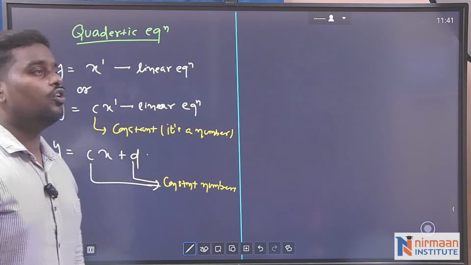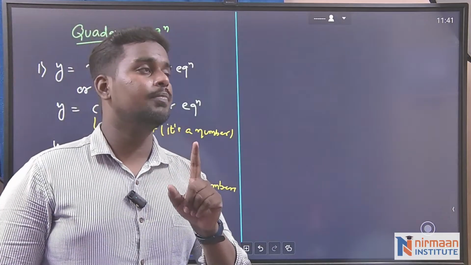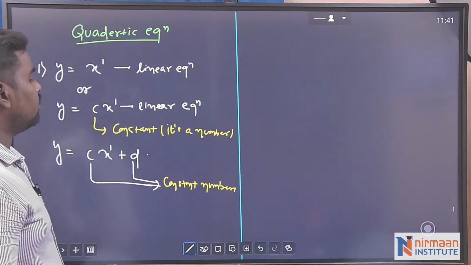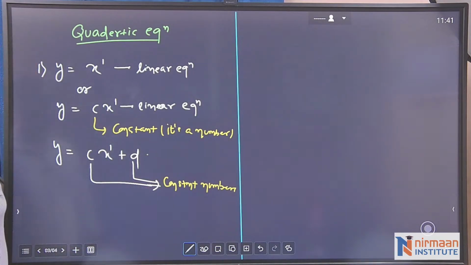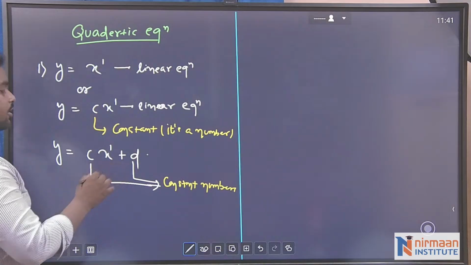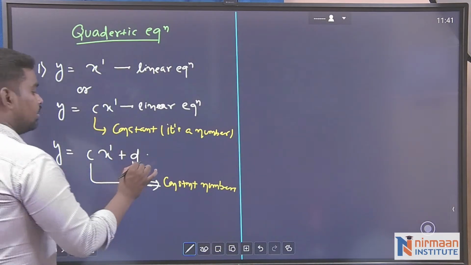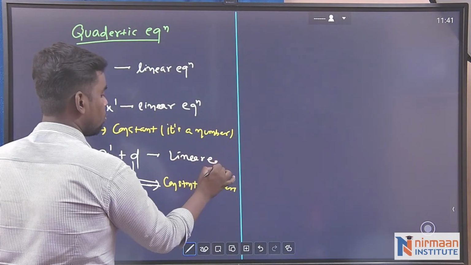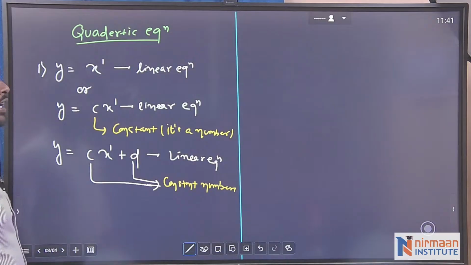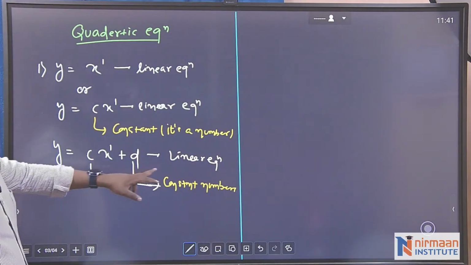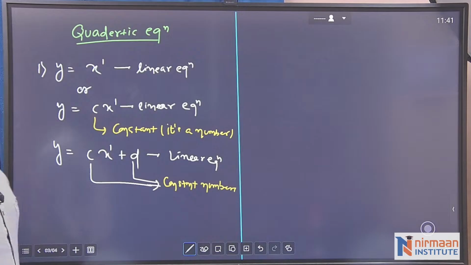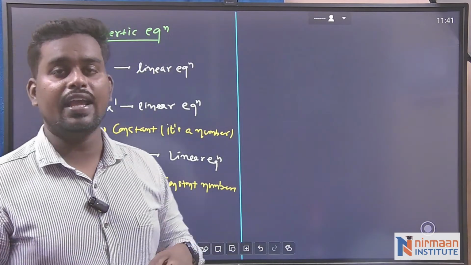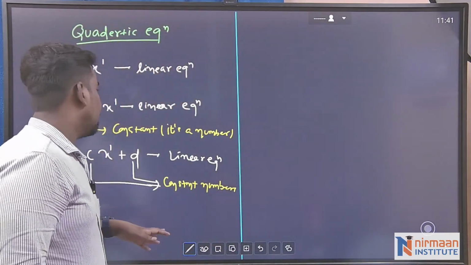And how do we find linear or non-linear? By power. Linear means power 1. So cx plus d is a linear equation. In a linear equation, there is only one variable, which is x. Variable means x is changing. There is only one variable, which is x.